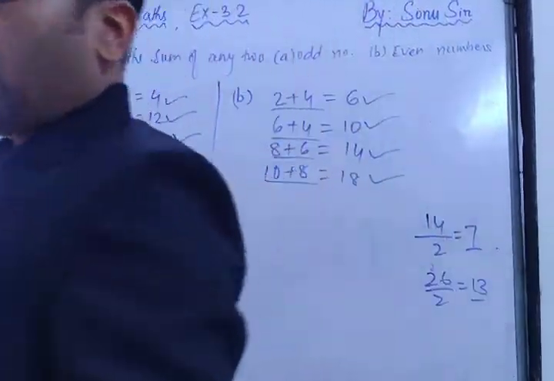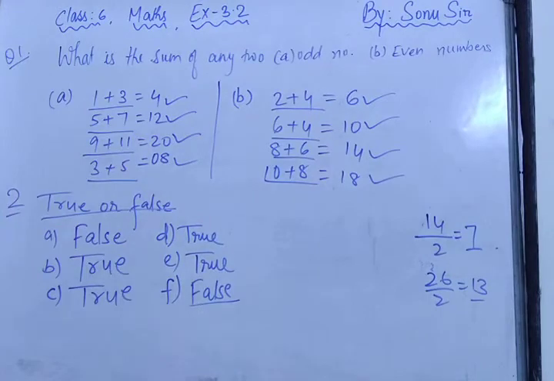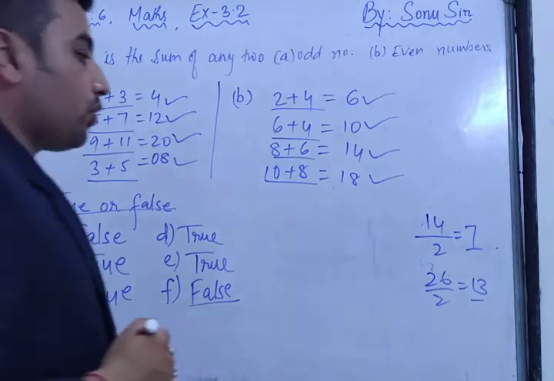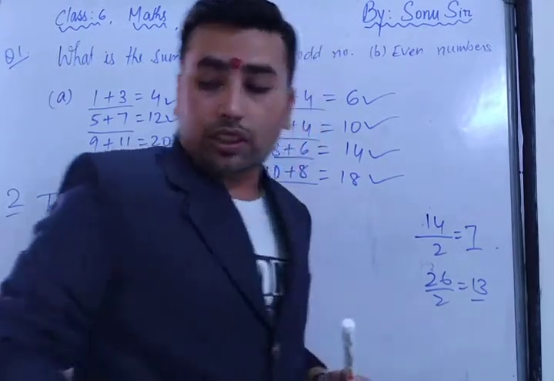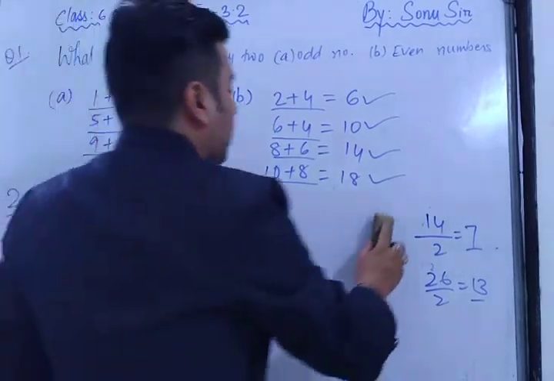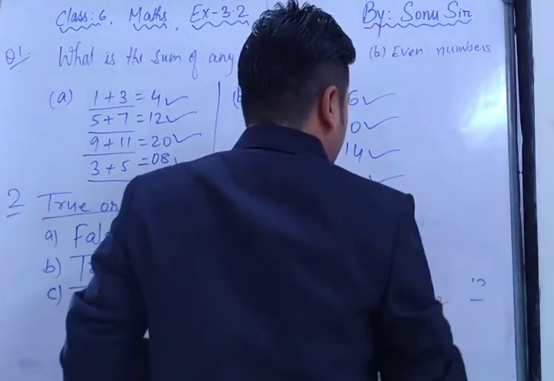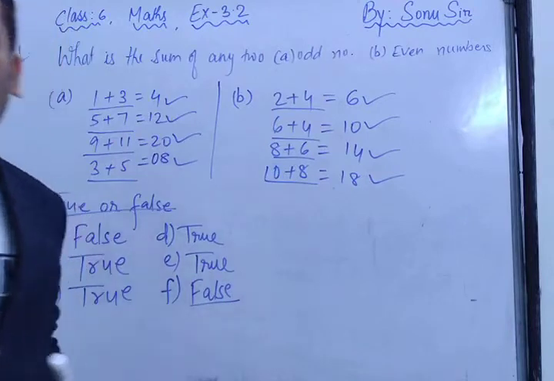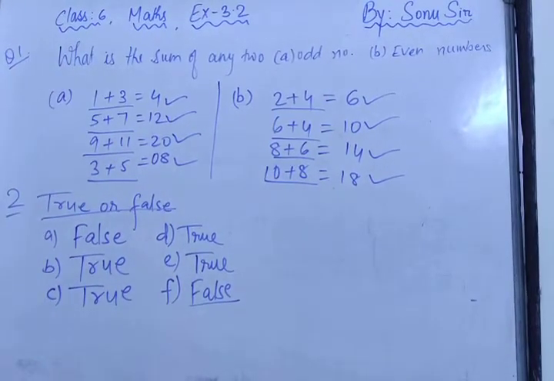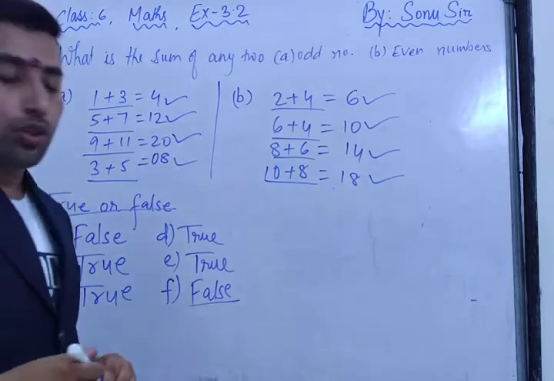Okay? So it's false. Sum of 2 prime numbers is always even. It is also false. You can say, which are the first 2 prime numbers? 2 and 3. If you add 2 and 3, what result will you get? 5. So here it is written, sum of 2 prime numbers is always even. It's false.